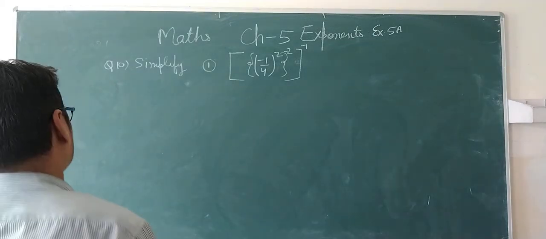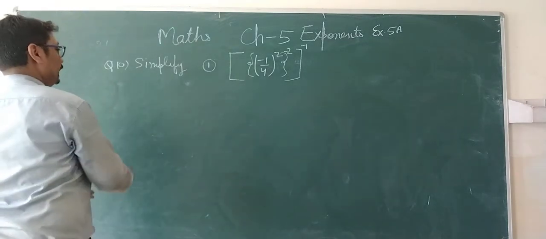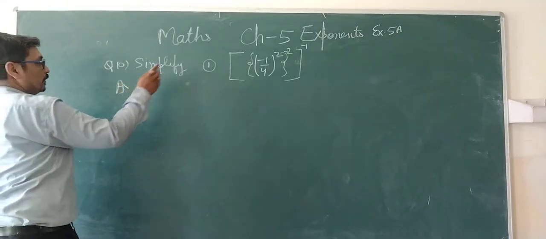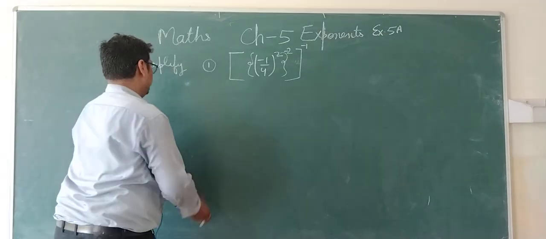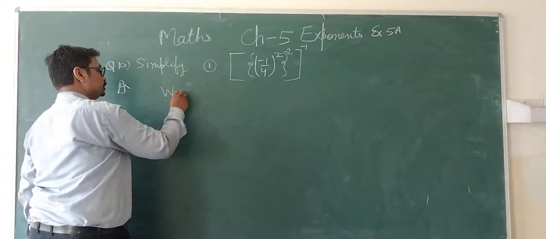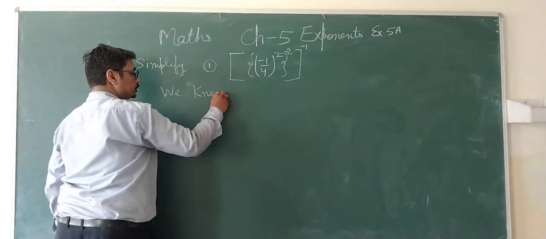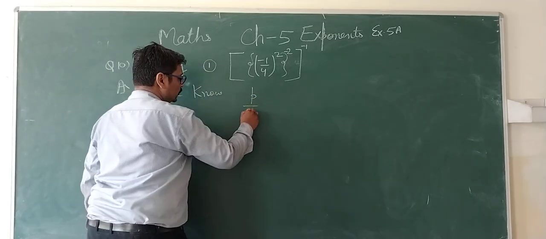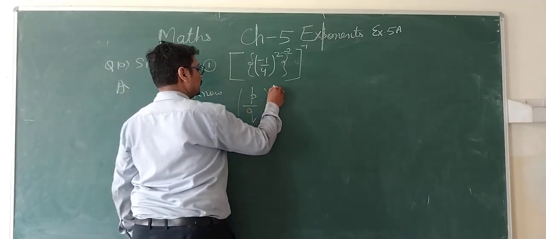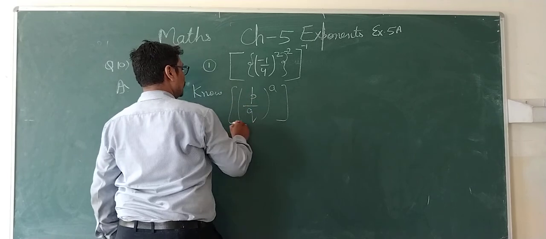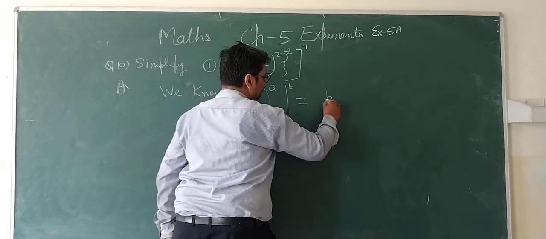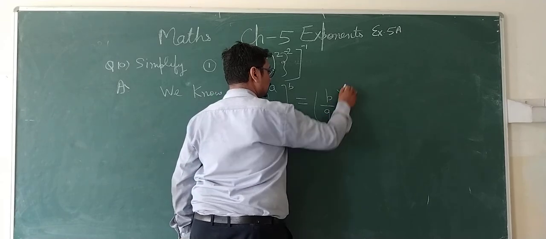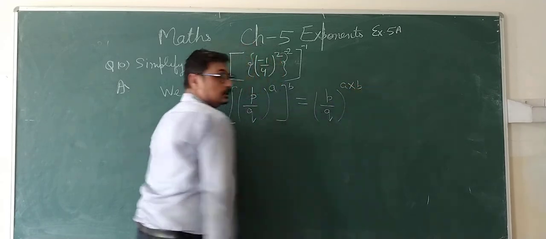Exercise 5A, question number 10. Simplify ((−1/4)^2)^(−2))^(−1). We know (P/Q)^A raised to the power B can be written as (P/Q)^(A×B).